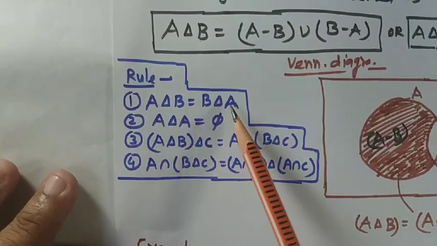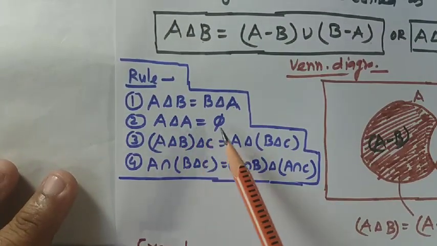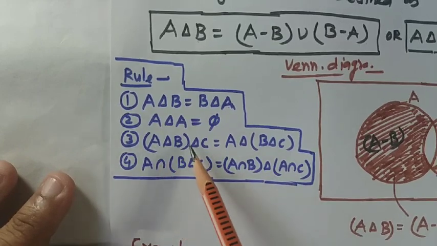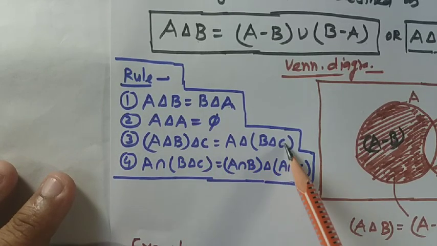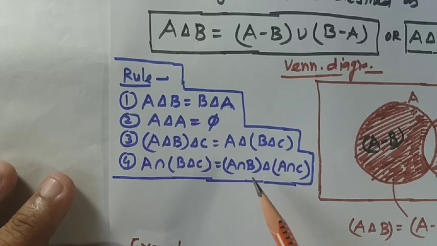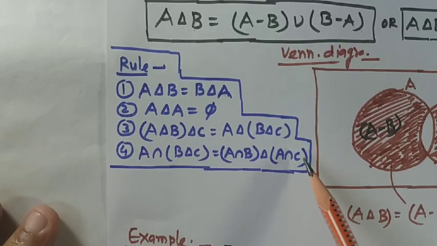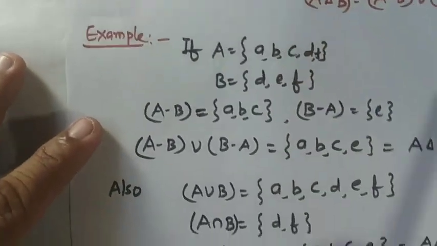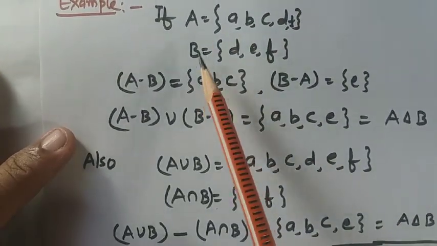A del B equals B del A, or A del A equals phi, A del B del C equals A del B del C, or A intersection B del C equals A union B del A intersection C. Now we have an example here, A and B.